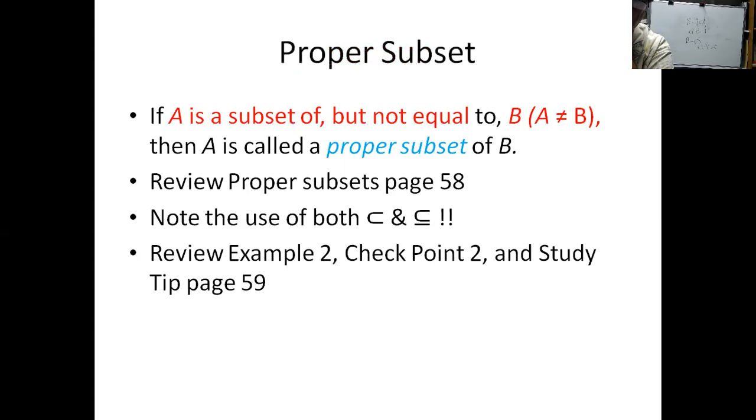Then part B. Set A has 2, 4, 6, 8. Set B has 2, 8, 4, 6. They are equal. They are not a proper subset. A is not a proper subset of B because all the elements of A are in B and they are equal sets, so we don't use this symbol, we use this one. Okay, as you can see in your textbook. So for a proper subset, we use this, when all the elements of set A are in set B, but they are not equal. When the two sets are equal, we use this symbol. All right.